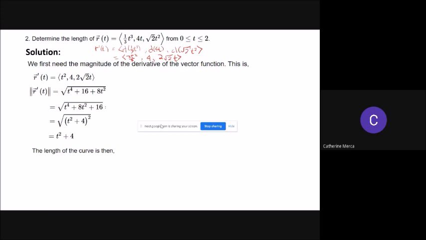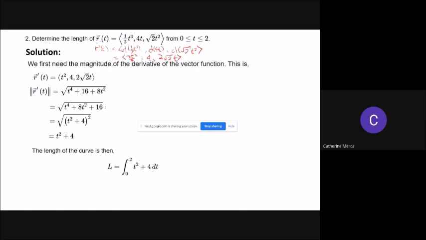Integral from a to b of the magnitude of r prime of t dt. Okay, very good. So from there, substitute na lang, no? So here, you now have the integral of, ito man yung r prime of t mo.